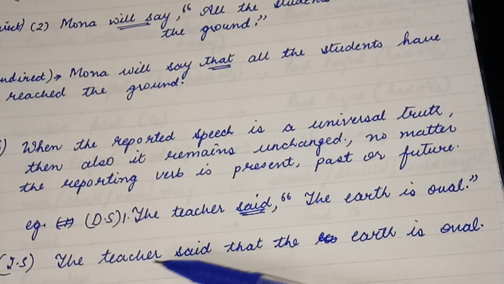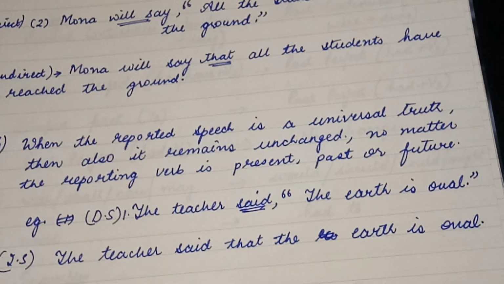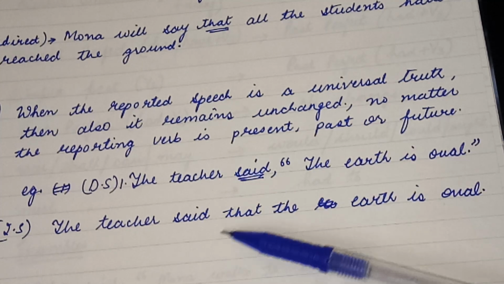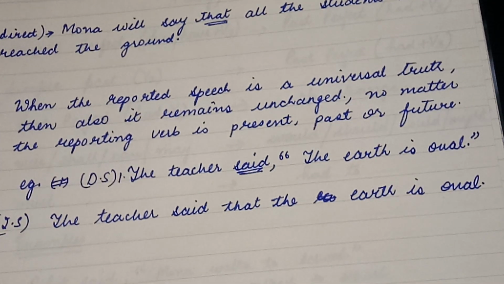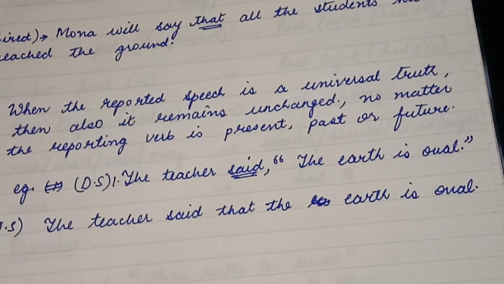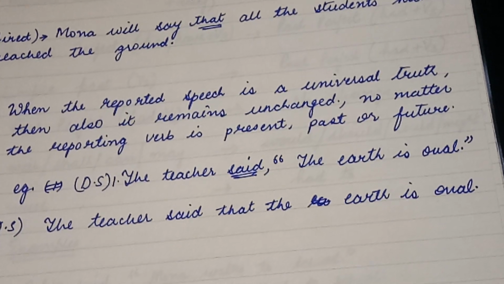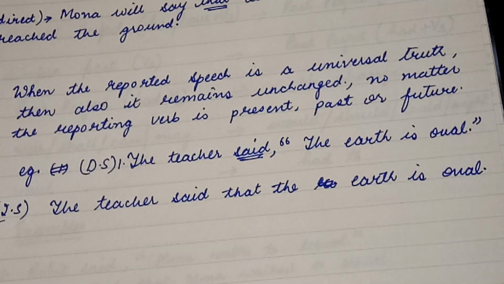See, the teacher said that the earth is oval. The earth is oval. This is universal truth. You cannot deny this. So, there will be no change. Similarly, we can take some other examples also. Suppose the mother said, the sun rises in the east. So, no change will be there. The mother said that the sun rises in the east. Hope you got these 2 points.